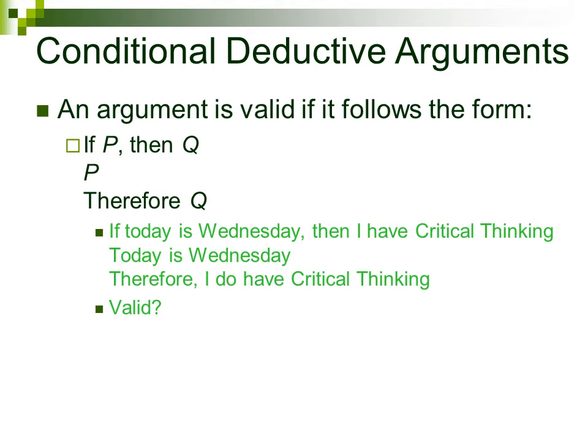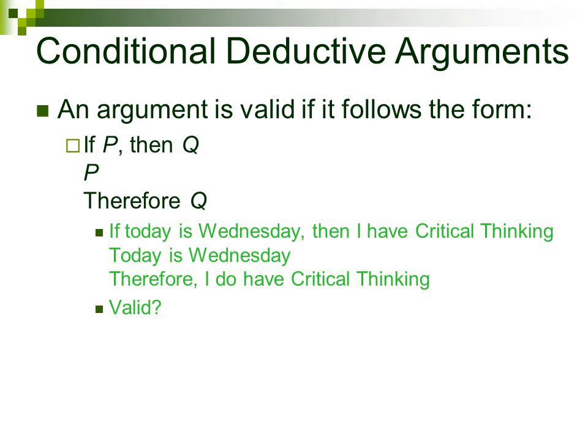Let's go over a few more example conditional deductive arguments to see if they are valid or invalid. Remember, all you need to do to determine if an argument is valid or not is to look at the form. If the second premise is saying that the antecedent, the if part, is true, then it is valid. So consider this example. If today is Wednesday, then I have critical thinking. Today is Wednesday, therefore I do have critical thinking.